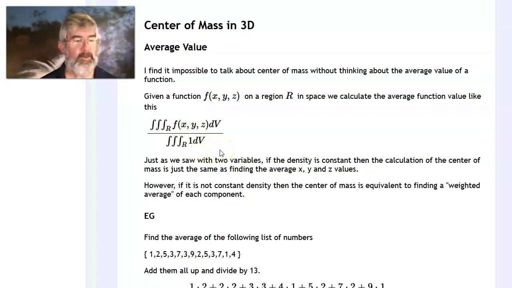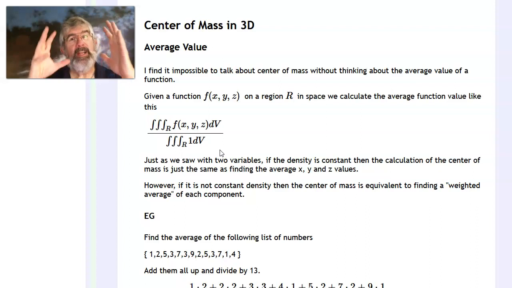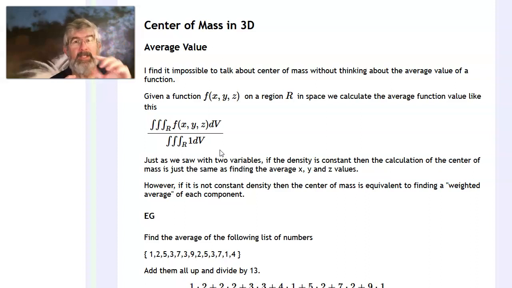Now back in Calc 2, this was just a single integral, where you would integrate the function, which would essentially give you the area underneath the curve over whatever interval you were doing. And then when you integrated 1, it just gave you the length of the interval. So that area divided by the length was essentially saying how tall would a rectangle need to be to have the same area as underneath the function. So it was giving you the average height. Right? Integrate the function, divide by the integral of 1, essentially divide by the length of the interval.